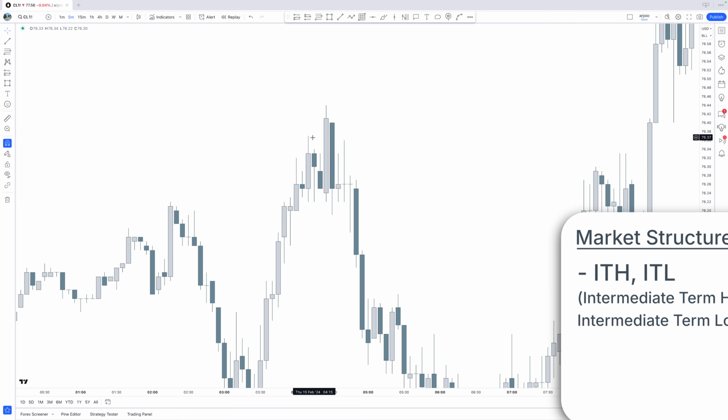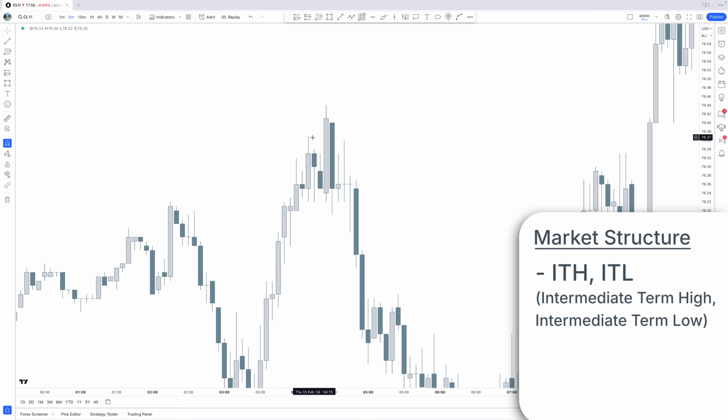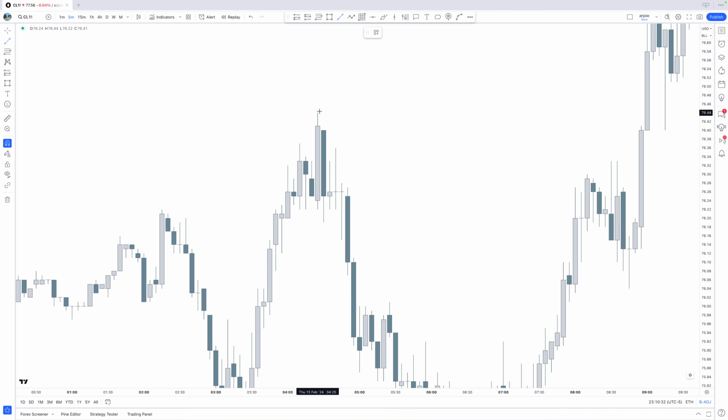Then we have ITH and we have ITL. ITH standing for intermediate term high, ITL standing for intermediate term low. An intermediate term high is this, for example. Why? This swing high right there has a lower swing high to the left of it and a lower swing high to the right of it. Meaning it has a short-term high to the right of it and a short-term high to the left of it, lower, of course. Creating the middle, the one that is sticking out at the top, is the intermediate term high. And this right here becomes the intermediate term high.